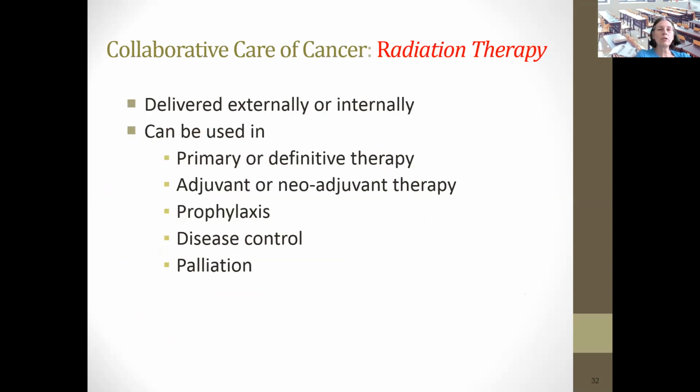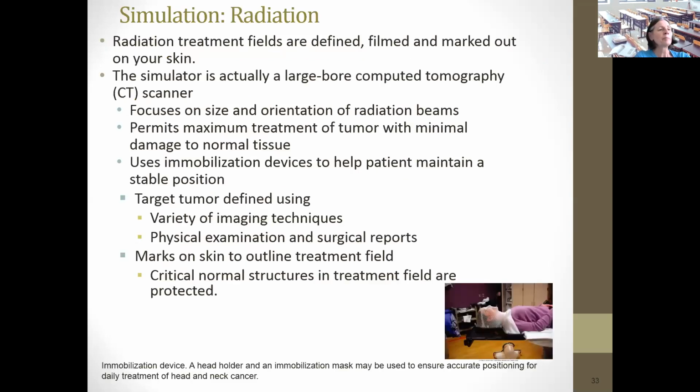Radiation can be given through external beams, or it can be given through internal dosing. It can be primary or definitive therapy for some cancers. Radiation is the number one treatment, first and foremost. It can be used as an adjuvant to another treatment, like surgery and then radiation. It can be used prophylactically for some problems. It can be used for palliation to shrink tumors and make sure that the tumor is not pressing on the spinal cord or on a vena cava, causing other symptoms.